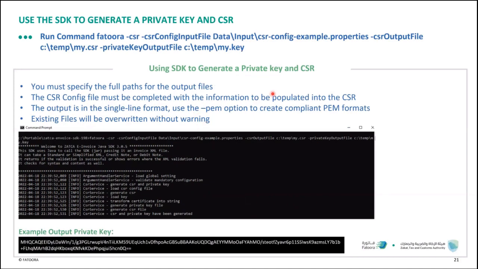Next, this is how we're going to generate the private key and the CSR. So you run the command faatura-csr. You're going to pass it the configuration file. Here in our example, it's the csr-config-example.properties. And then we're going to specify where you want the output to be as a path. And here we're saying that it's going to be in this path. And then finally, we're going to pass the command of the private key output.